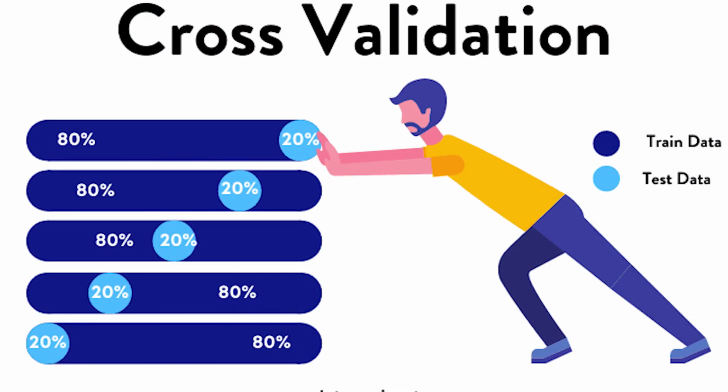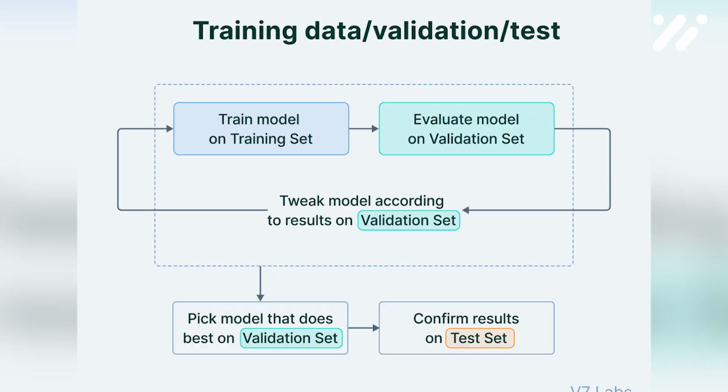You have to divide the training data into multiple folds. Then you repeatedly use different folds as a validation set while training on the remaining folds. That is cross-validation. Here you calculate the average performance across the folds to obtain a more robust estimate of the model's performance. Another evaluation technique is the validation set.